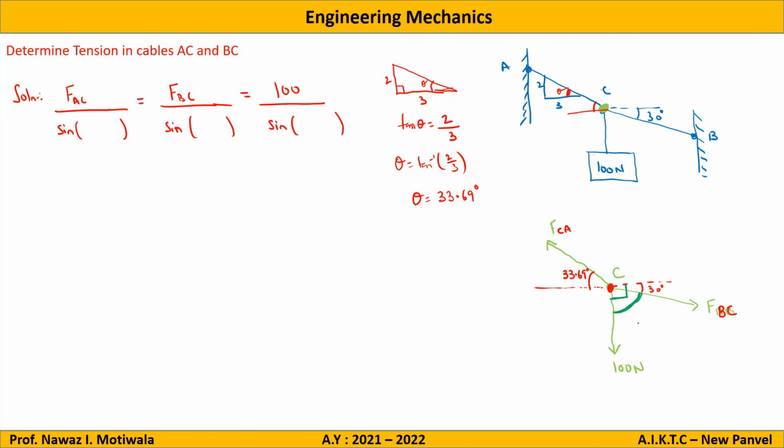Out of which this 30 is given. So what will be the remaining angle? 60 degrees. 90 minus 30 is 60. So I will directly write here FAC divided by sine of 60 degrees. I hope there are no doubts.